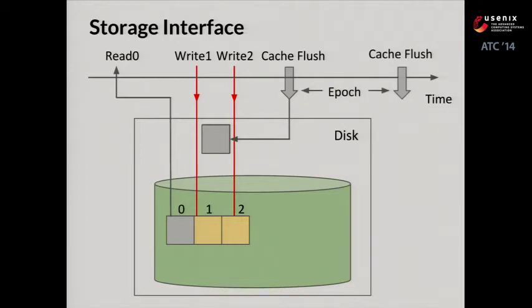We also define an epoch as the duration between two barriers. Within an epoch, the flushing of blocks can be in arbitrary order for efficiency. For example, in this case, write 1 is flushed after write 2.